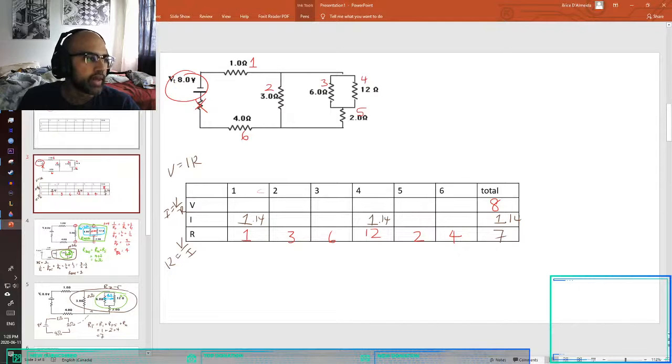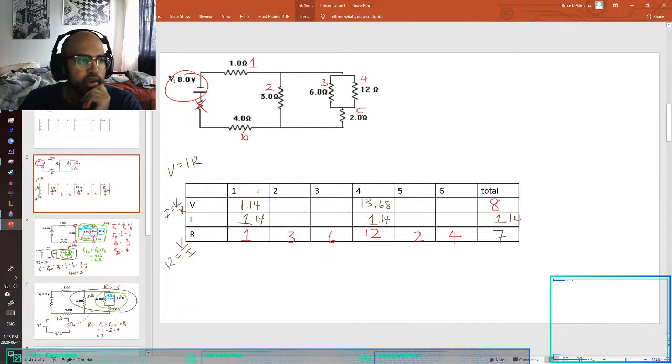Let's calculate that. Let's break it out. So voltage is equal to my resistance times my current. So that's 1.14, and I just did 1 times 1.14. 12 times 1.14, I cannot do in my head. 1.14 times 12 equals, I'm getting 13.68. Huh. Okay. Now, let's analyze.